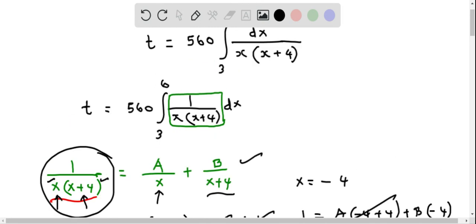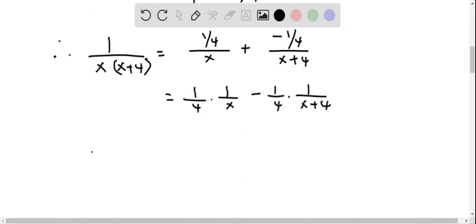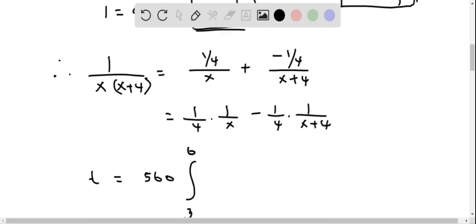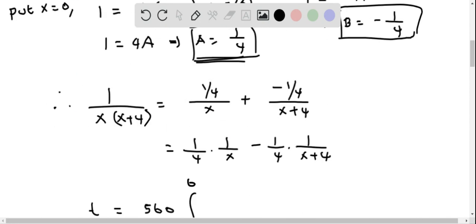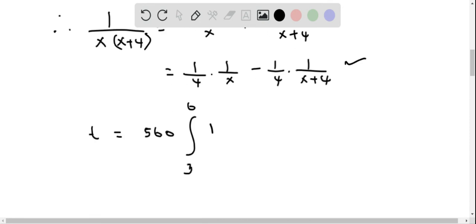Now we can evaluate this definite integral. We have t equals 560 times the definite integral from 3 to 6. Now we replace 1 over x times (x plus 4) with this expression. Therefore, this definite integral becomes 1/4 times 1 over x minus 1/4 times 1 over x plus 4 dx.